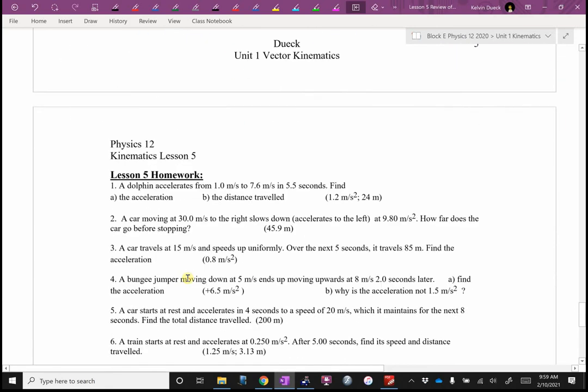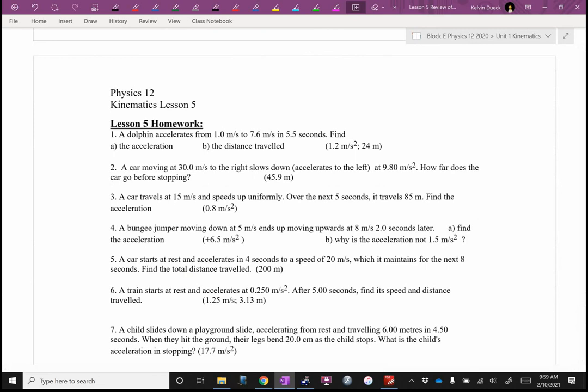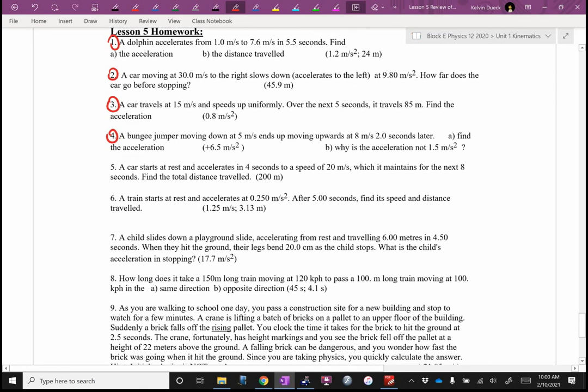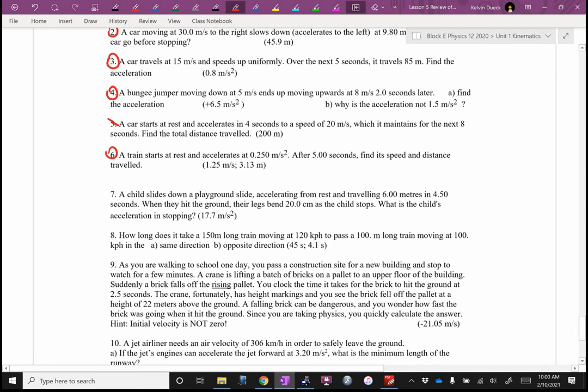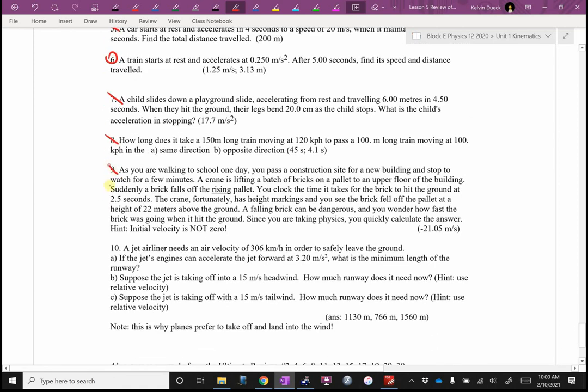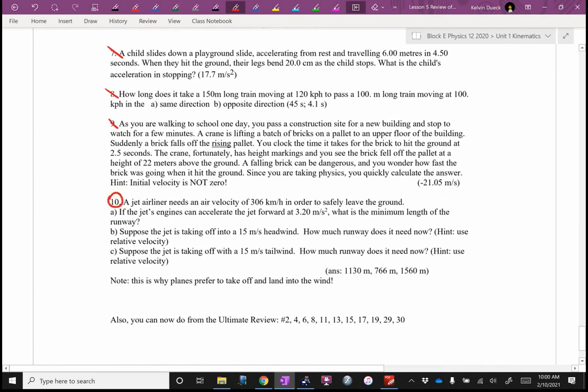Now what's your homework? There we go. And you got the rest of class to work on the quiz. I wanted to give you an hour and a half. It's going to be almost exactly an hour and a half. So one is good. Two is good. Three is good. Four is good. Skip five. Six is good. Skip seven. Skip eight. Skip nine. Ten is good.